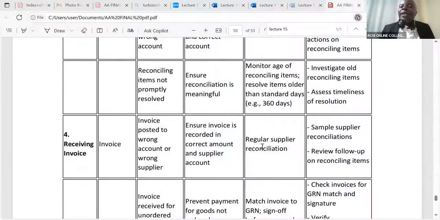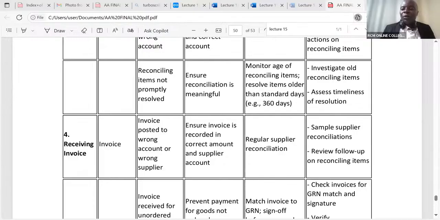So then as an auditor, now I'm on the audit side of the coin, the side of the auditor. So as an auditor, I will obtain sample supplier reconciliations, review follow-up on non-reconciling items. If non-reconciling items are not being followed up, then I know there is a big control weakness that I should be able to report to the management later.